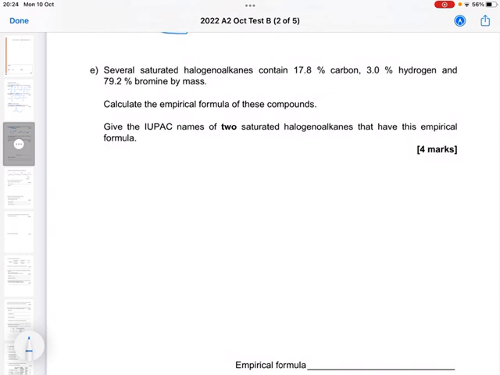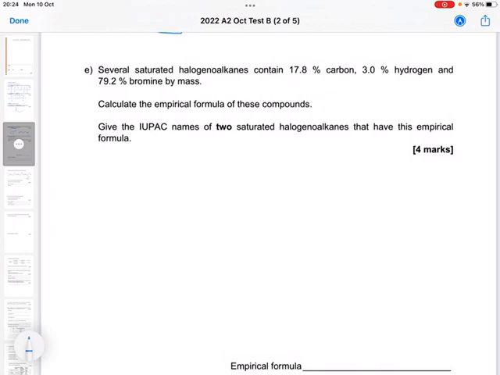And then E, several saturated halogenoalkanes contain 17.8% of carbon, 3% of hydrogen, and 79.2% of bromine by mass. So let's go through and divide by the Ar. So divide by 12, divide by 1, divide by 79.9. That gives me 1.48 to 3 to 0.99.